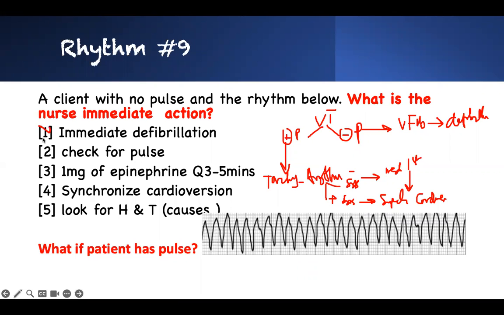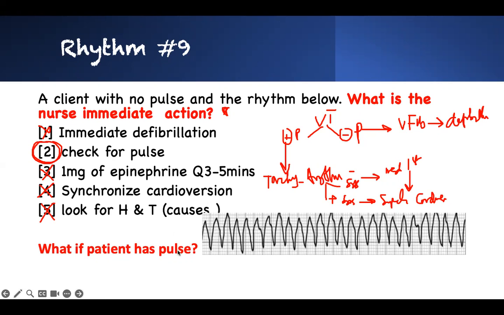This is wrong, because if the patient has pulse, we kill them. So we got to check for pulse. We may need this if they have no pulse, but for now, we got to check pulse. I did not put SATA here. Synchronized cardioversion, if they have a pulse, we may go through that route, but for now, not. Look for HNTs, like I said. The first thing you have to do is to check pulse first. Then if they have pulse, we go the tachyarrhythmic pathway. If they have no pulse, we go the defibrillation pathway. So that is the normal one.